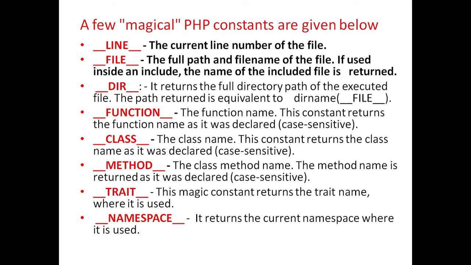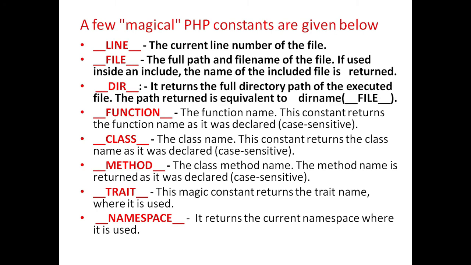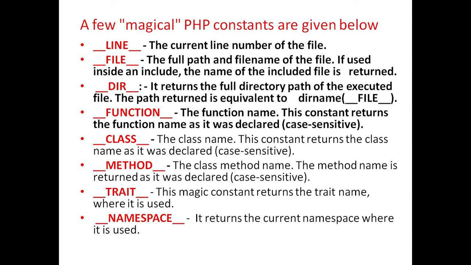The __FILE__ constant defines the full path and file name of the file. If used inside an include, the name of the included file is returned. The __DIR__ constant returns the full directory path of the executed file. The path returned is equivalent to dirname(__FILE__). __FUNCTION__ is the function name. This constant returns the function name as it was declared.